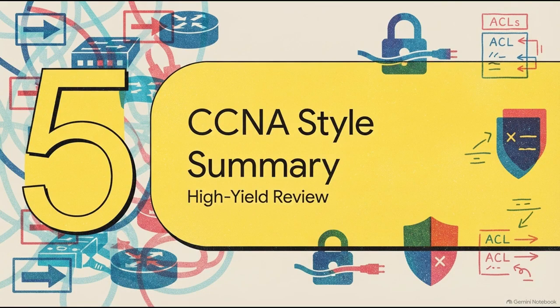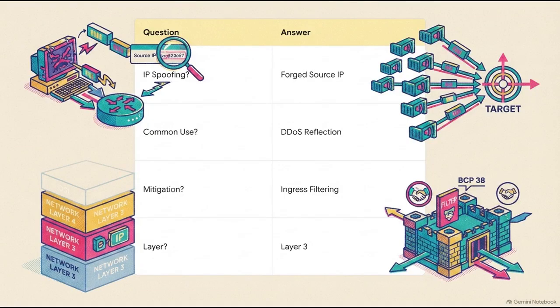Let's wrap this up with Section 5, a CCNA-style summary. This cheat sheet perfectly synthesizes our explainer today. Let's do a rapid-fire checklist. What is IP spoofing? It's forging the source IP. Most common use? DDoS reflection attacks. Why does web browsing fail? Because TCP responses go to the spoofed IP, breaking the handshake. Best mitigation? Ingress filtering, specifically BCP 38. And the OSI layer involved? That would be layer 3.